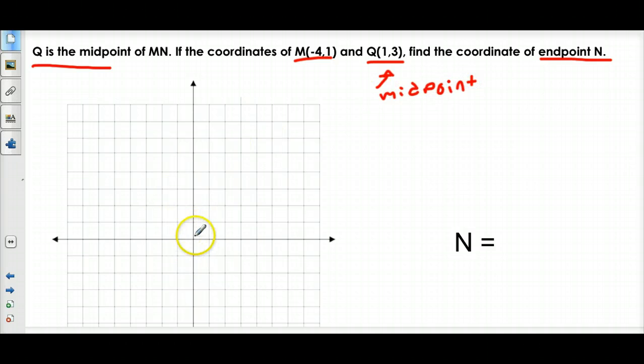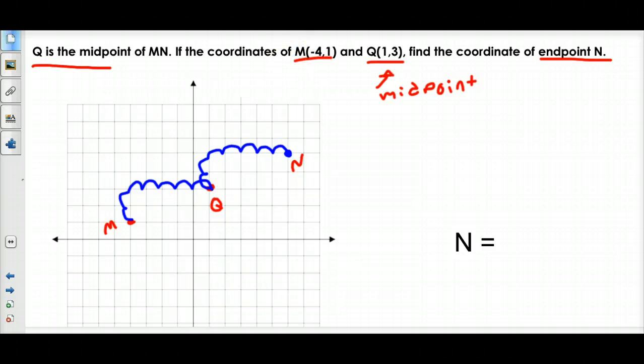Well, our point M is negative 1, 2, 3, 4, up 1. That is our M. And our Q is over 1, up 3. That is our Q. We count how far it takes to get us there. So it goes up 1, 2, over 1, 2, 3, 4, 5. So for this to be the midpoint, once again, you just have to go up 2, 1, 2, over 5, 1, 2, 3, 4, 5. And that should be our other endpoint N.